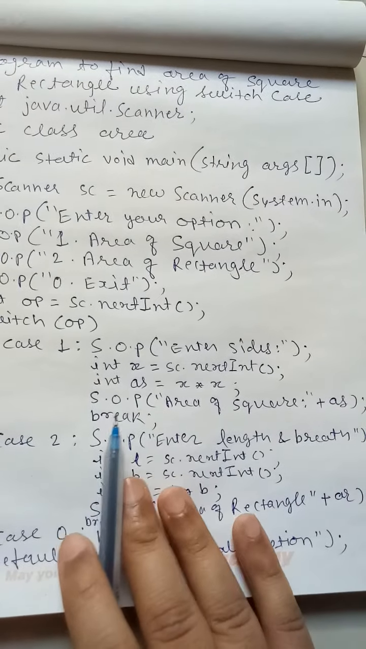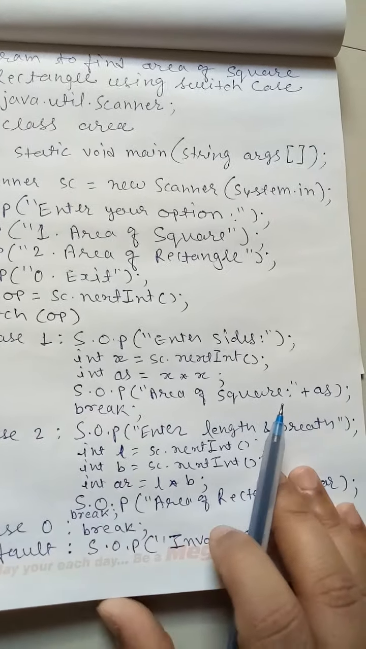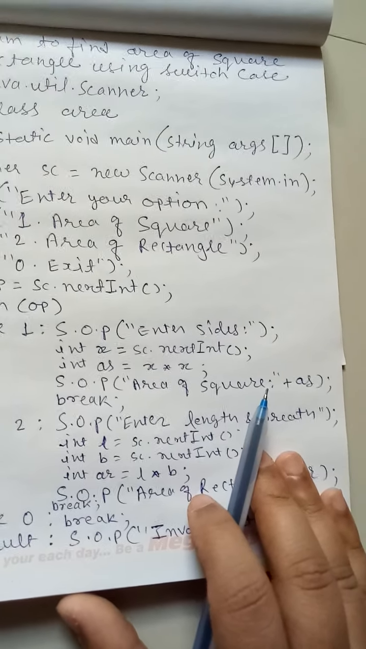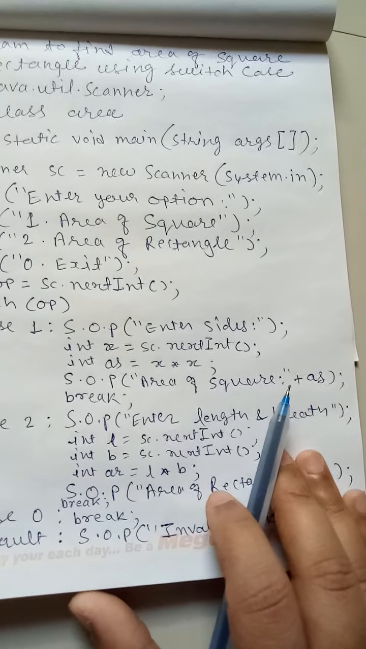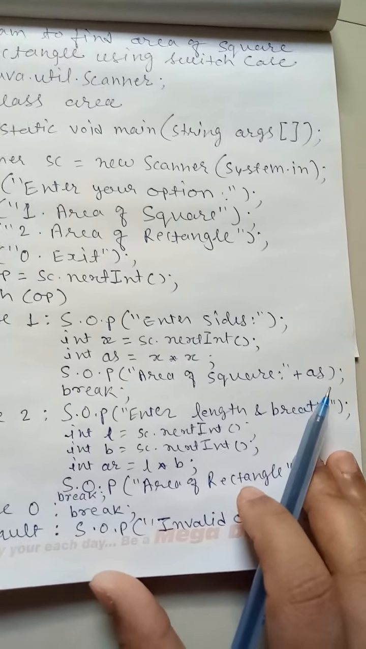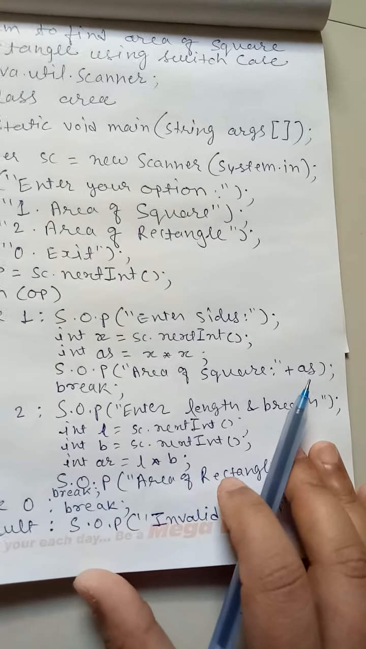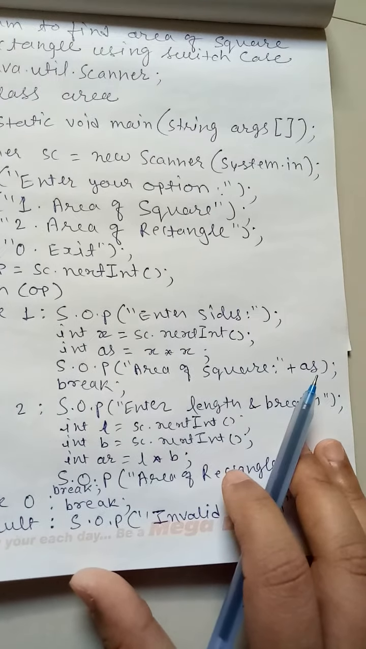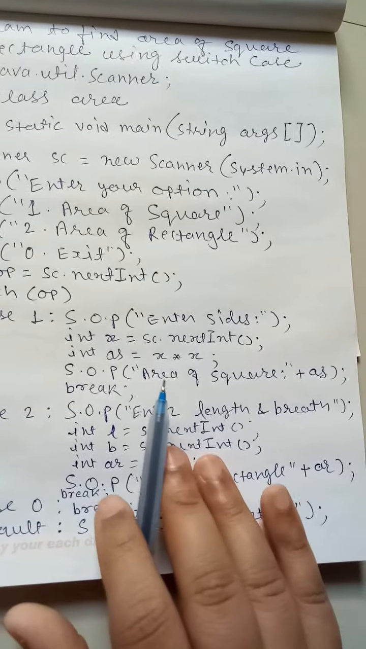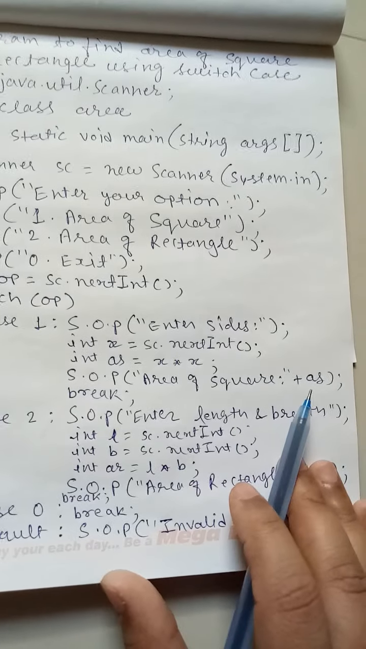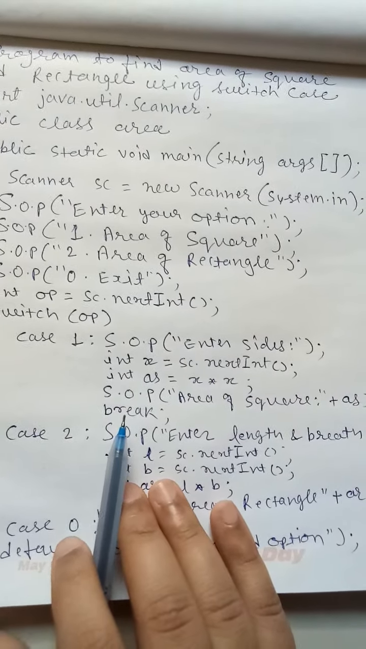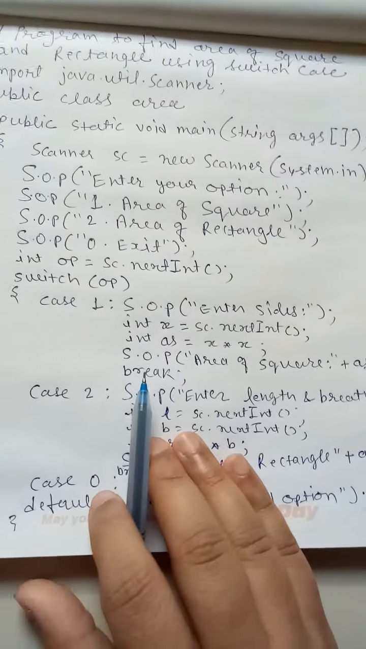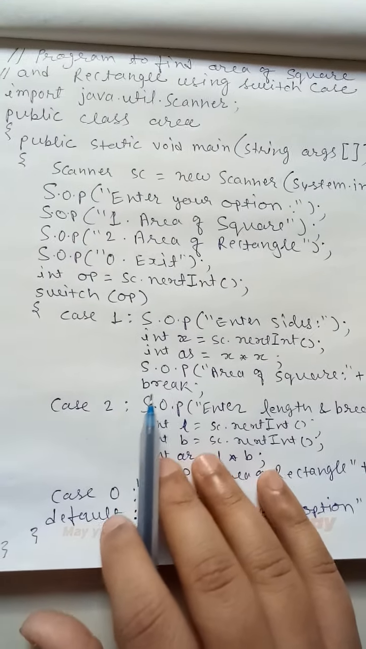So now I have to display AS. That is why I am using SOP area of square. It's not necessary you use this symbol only, you can use any symbol. Here I am using this colon symbol, and then plus AS, मतलब जो भी वैल्यू स्टोर हुई है AS में you will get that value, means your output will be area of square and the value of AS. And then it's compulsory to write break after each case. So now one case is over, so I'm going to write the second case.